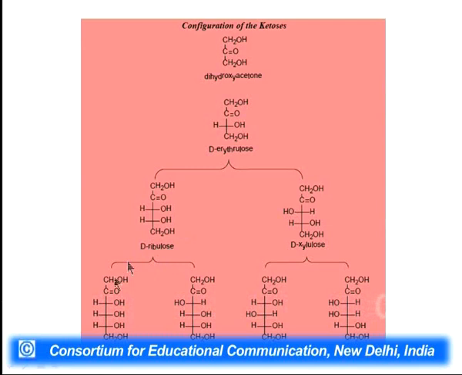So again, this will have OH on the left hand side and on the right hand side, resulting in the formation of D-psicose and D-fructose. And similarly, D-xylose will give us D-sorbose and D-tagatose. So this is how you are going to make the different structures of aldoses and ketoses without memorizing the structures.